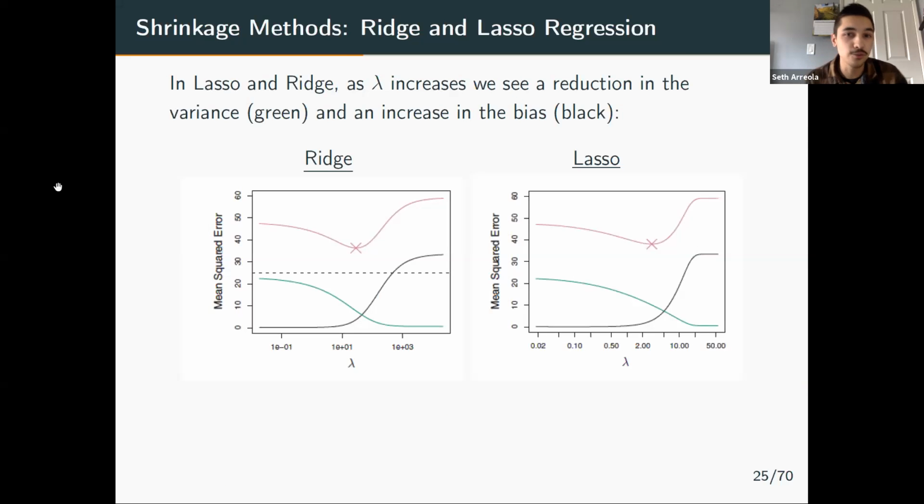And so how do we choose our optimal lambda? We're going to choose our lambda based on its associated mean squared error. If you look at both of these examples, moving from left to right, as we increase the value of our lambda, we effectively increase the amount of bias, which is the black line, and in doing so, decrease the amount of variance, which is the green line.